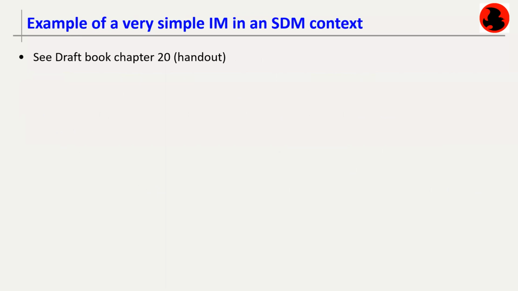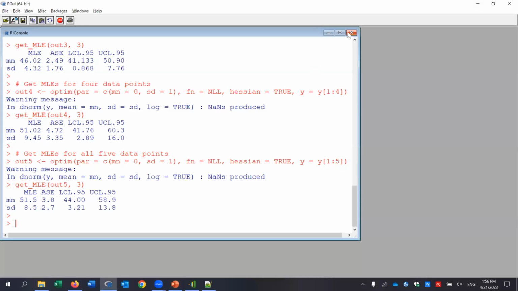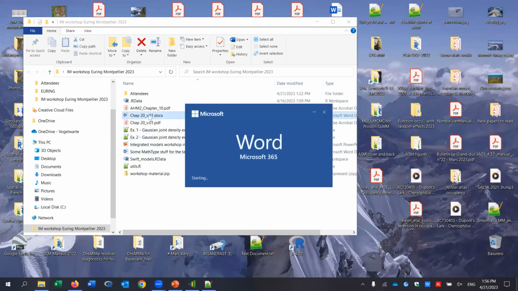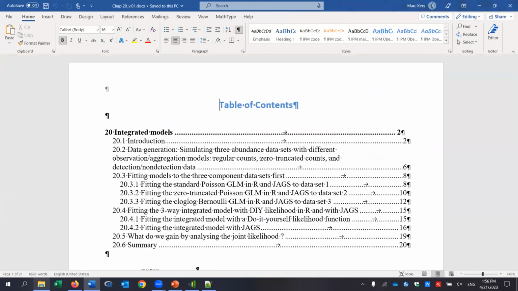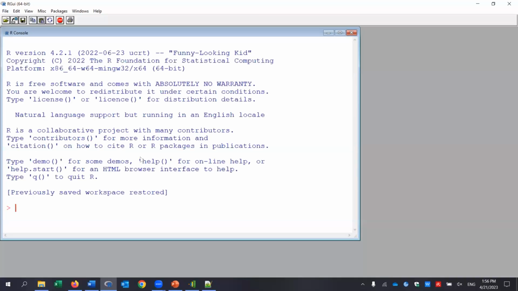And the next thing is another demonstration of a real integrated model. I'm going to walk you through a draft book chapter, which is on the Dropbox. I'm going to work with an R workspace called Swift, because I simulate data and claim these are data from Swift.